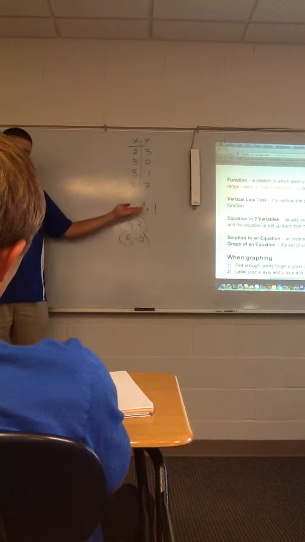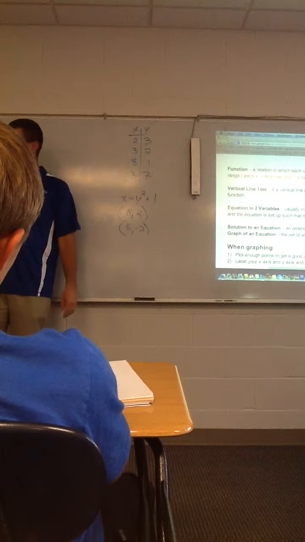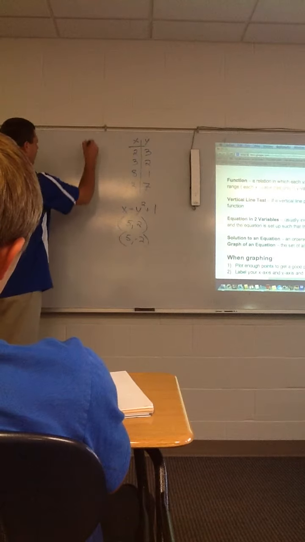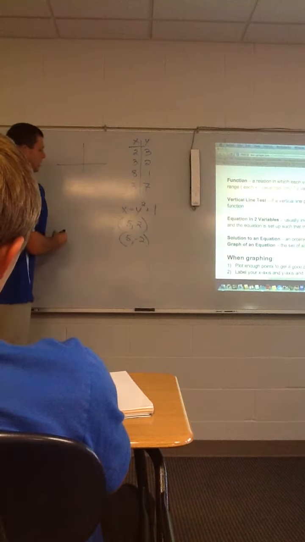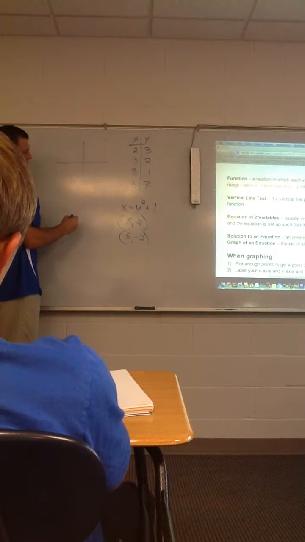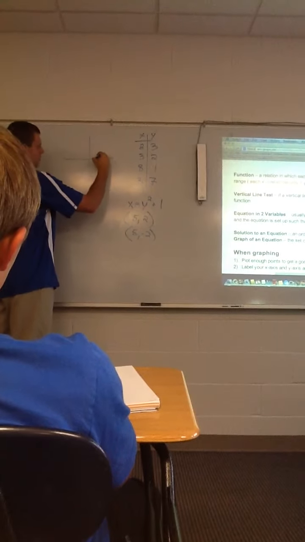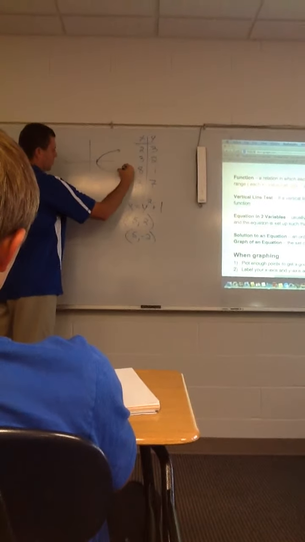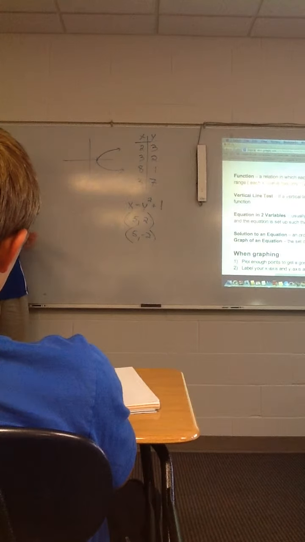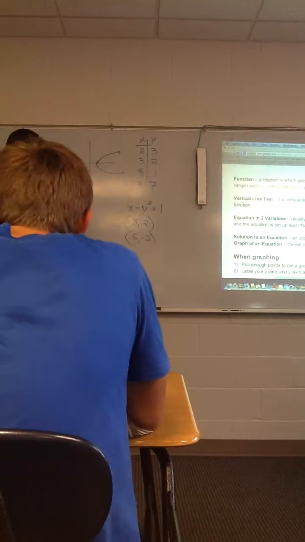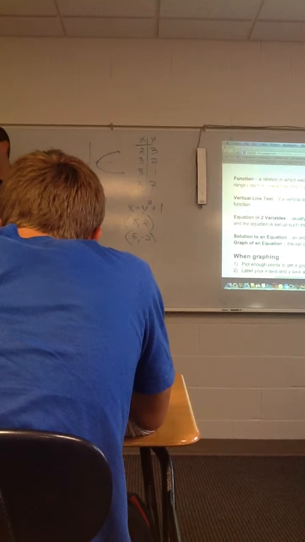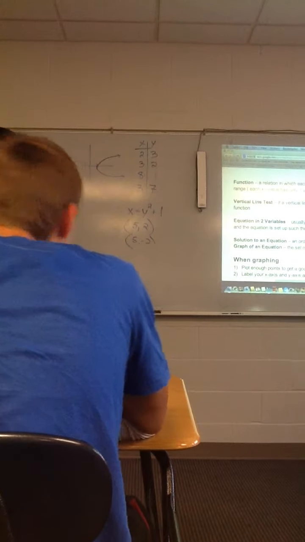What does this look like graphically? A sideways parabola. This would look something like this. Something like that. So this is an example of something that is not a function. Will we do those? You're not going to be graphing these now. But you wanted an example, so I gave you an example of when that could happen.